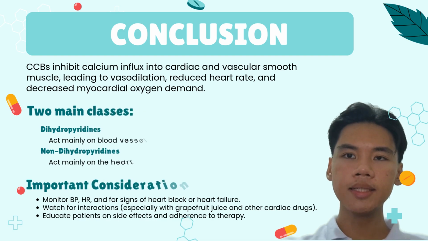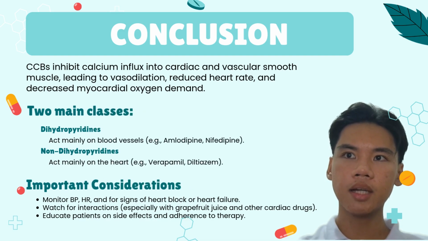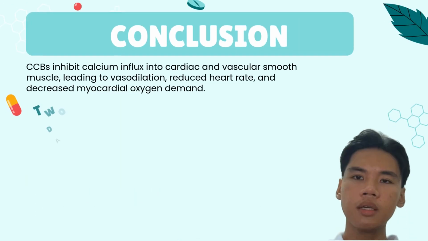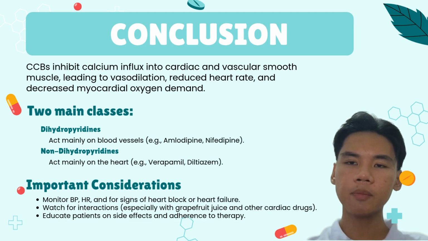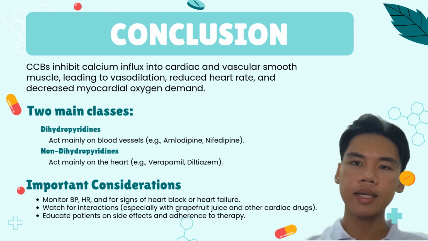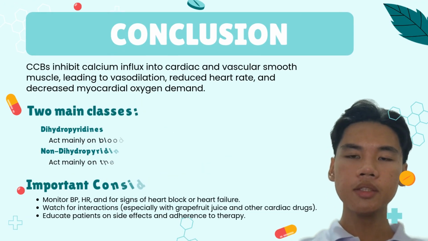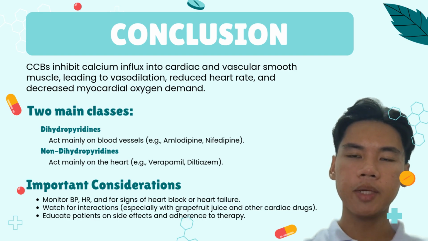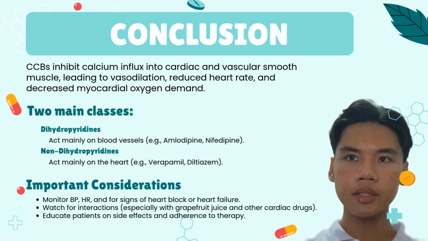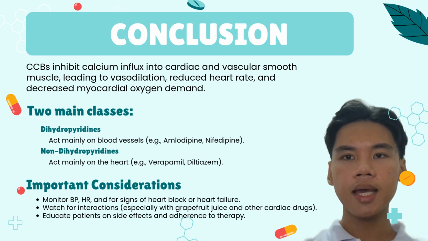In conclusion, CCBs inhibit calcium influx into cardiac and vascular smooth muscle, leading to vasodilation, reduced heart rate, and decreased myocardial oxygen demand. It has two main classes. Dihydropyridines act mainly on the blood vessels, while non-dihydropyridines act mainly on the heart. It is indicated for hypertension, angina, and certain arrhythmias. Some important considerations are to monitor blood pressure, heart rate, and signs of heart block or heart failure. Watch for interactions, especially with grapefruit juice and other cardiac drugs, and educate patients on side effects and adherence to therapy.